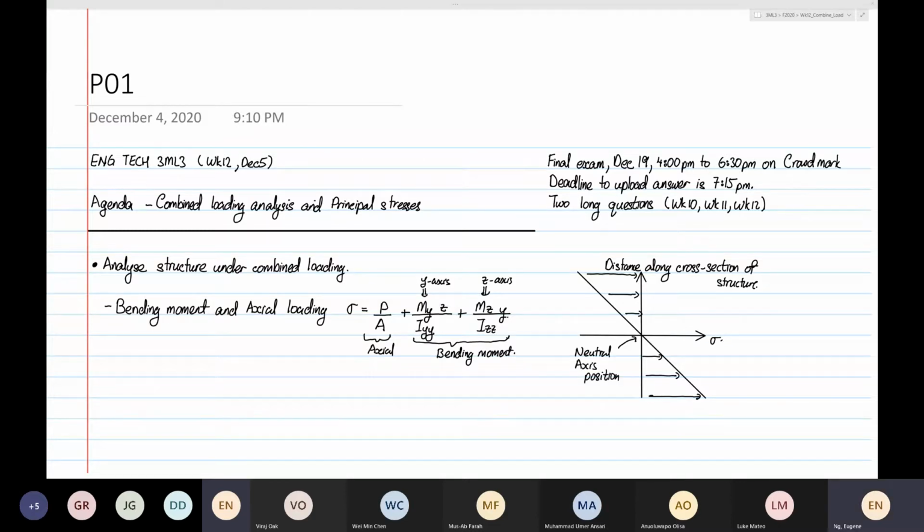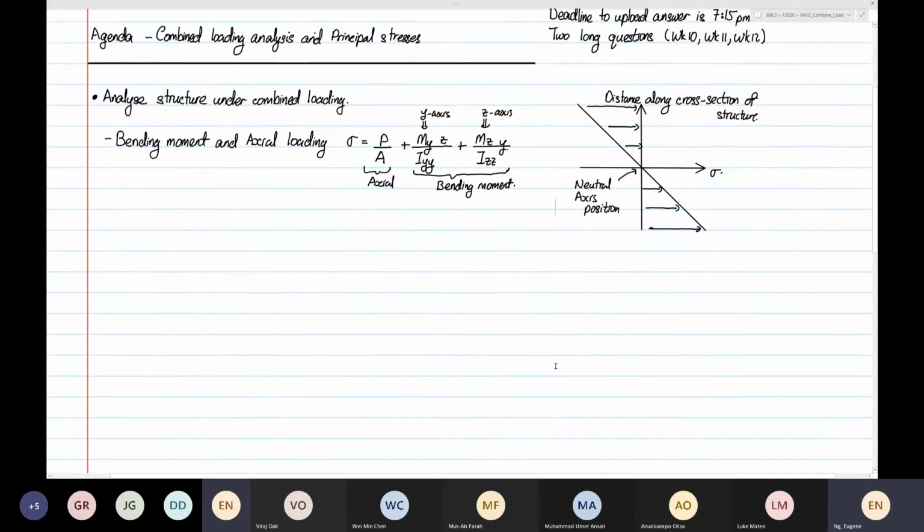So I want you to take note on how the normal stress has been distributed. Okay, so that is due to normal stresses. So we have bending moment and we have axial load.